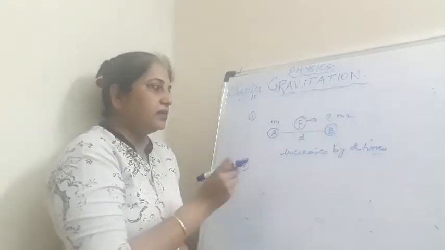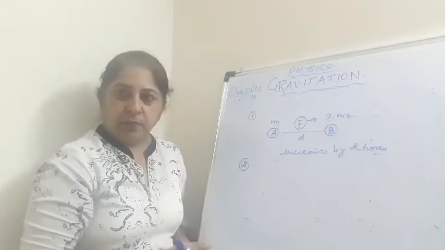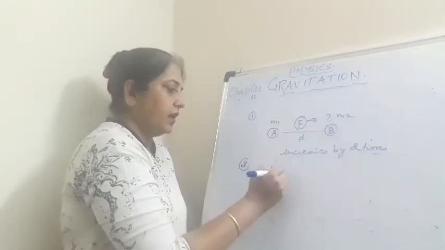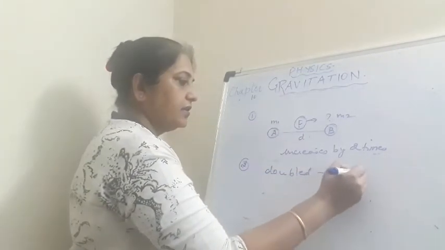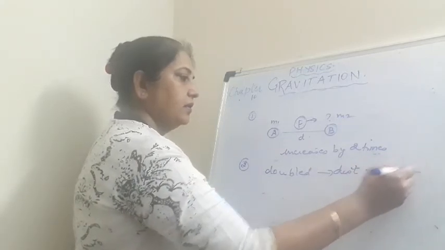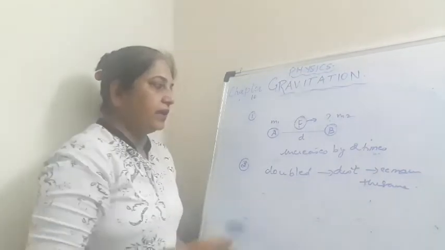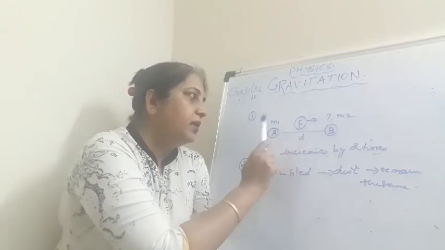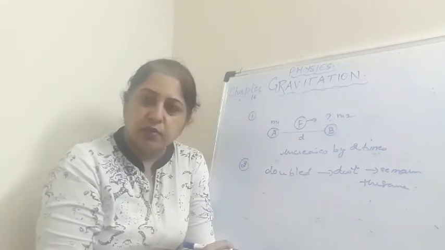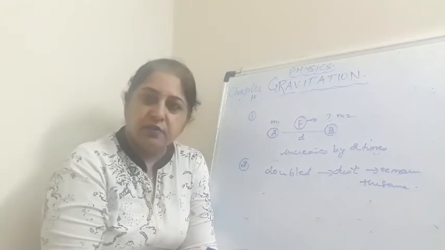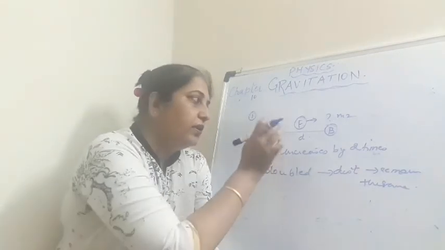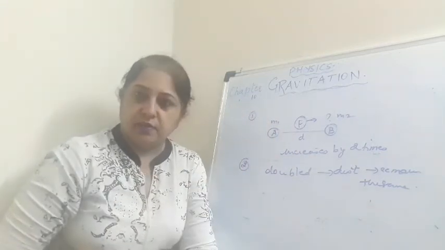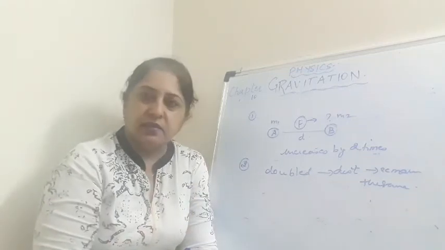How does this force of attraction change when the masses of both the objects are doubled and the distance between them remains the same? You know that F is directly proportional to the product of the masses. So if there is any change in the masses of the two objects, the force of attraction will also get affected. And I also told you that F is inversely proportional to the square of the distance. So if the distance between the two objects increases or decreases, the force of attraction will get affected. These type of questions we will discuss in the next class.